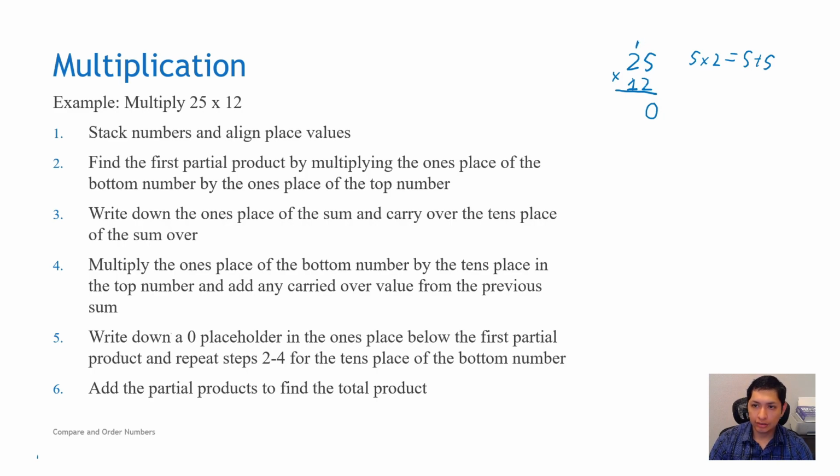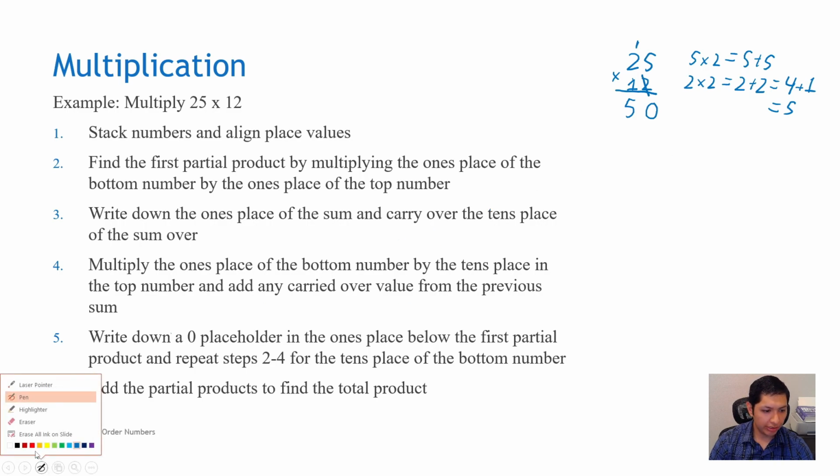And now you are going to stay in the ones place of the bottom number, and you are going to multiply the ones place of the bottom number by the tens place of the top number. So now you're going 2 times 2, right? And 2 times 2 is the same thing as 2 plus 2, and that gives you 4. However, we carried over that 1, right? So now we have to actually add that 1, and that gives us 5. And now we drop the whole thing. And that means that we are now done with the ones place of the bottom number. So that is the first partial product.